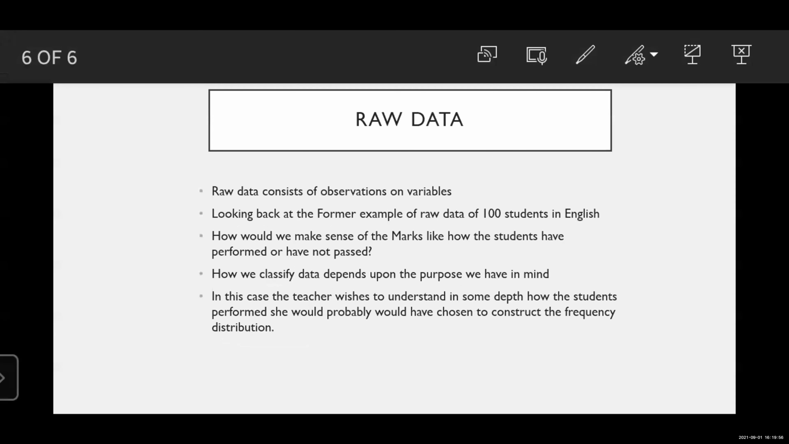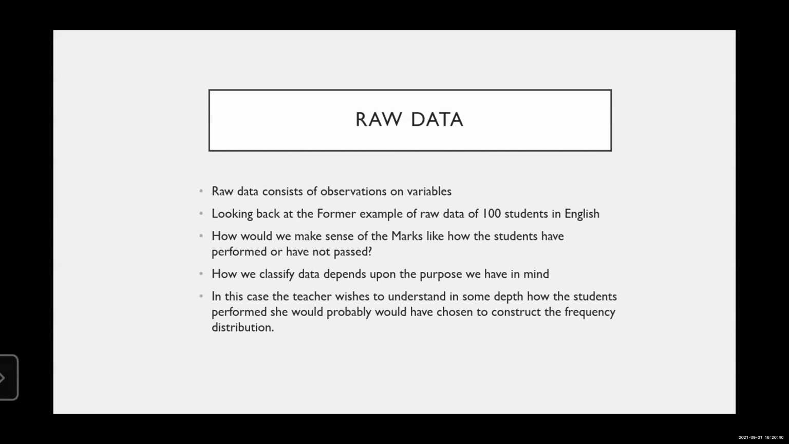Raw data consists of observation variables. Looking back at the former example of raw data of 100 students in English, how do we make sense of the marks, like how the students have performed or have not passed? How can we classify the data? How we classify the data depends upon the purpose we have in mind. In this case, the teacher wishes to understand in some depth how the students performed. She probably would have chosen to construct the frequency distribution.